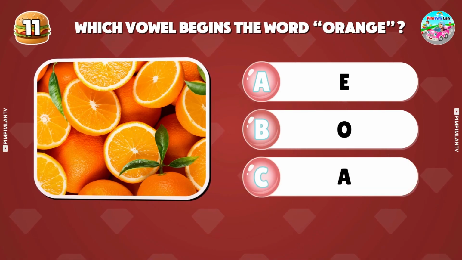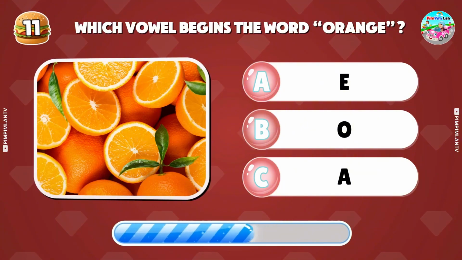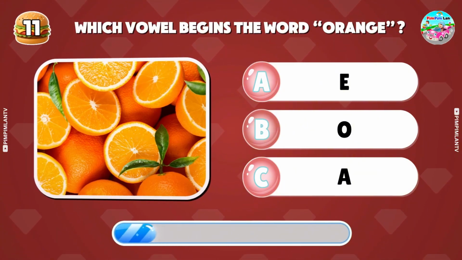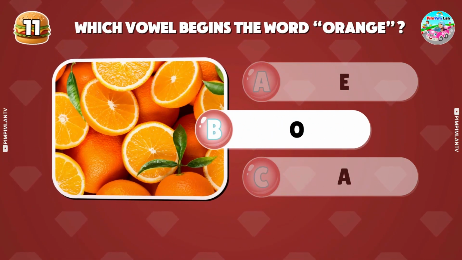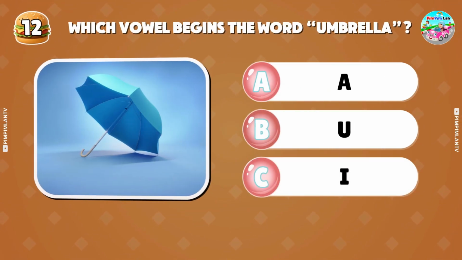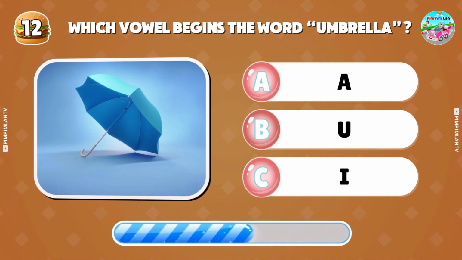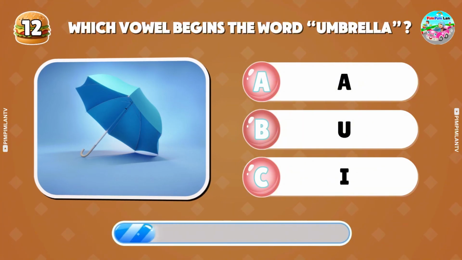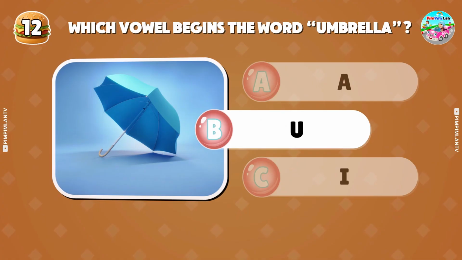Which vowel begins the word orange? Orange starts things off with an O. Which vowel begins the word umbrella? Umbrella begins with a U.